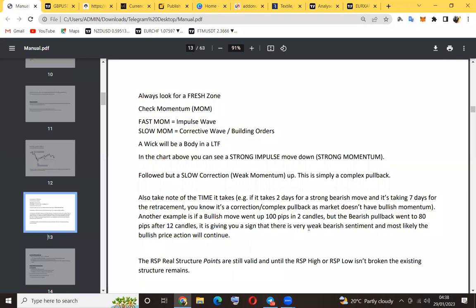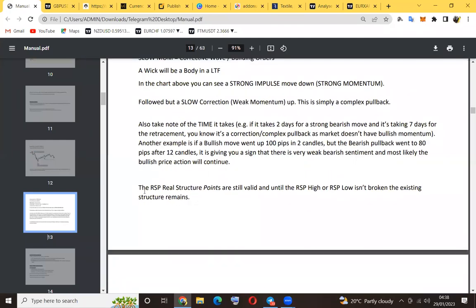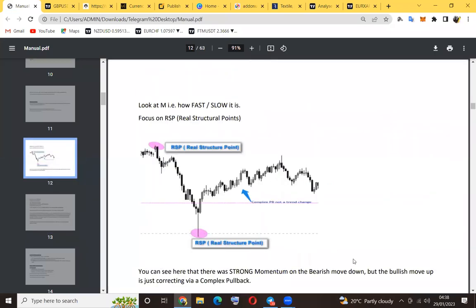It is giving you a sign that there is a very weak bearish sentiment, and most likely the bullish price action will continue. Now, the real structural points are still valid, and until the real structural points are broken, the structure still remains. So for example, this is a higher low, and this is a lower low. So these are the real structural points. If this higher low, or this lower high, sorry, is not broken, if it's not breached, then this market is still in a downtrend. Full stop, because we are talking about a case of a downtrend.